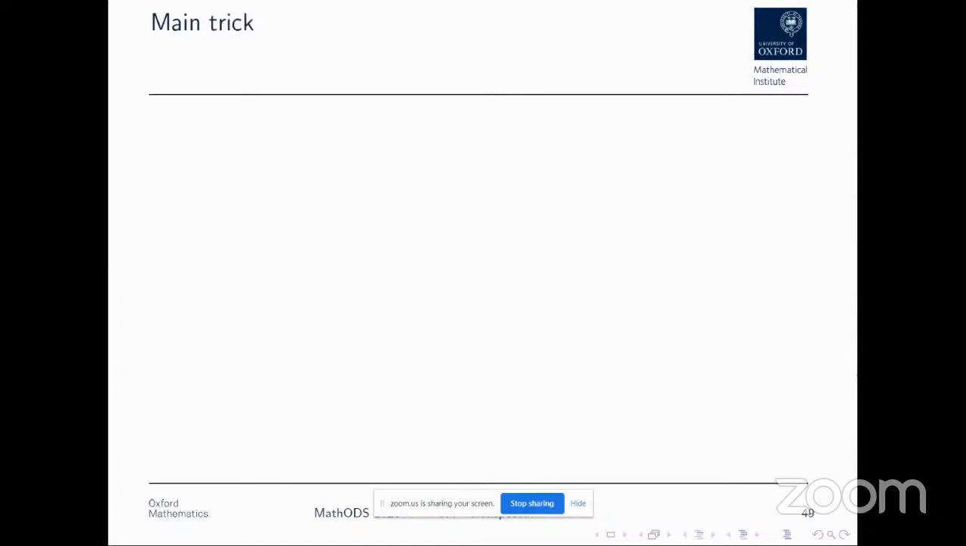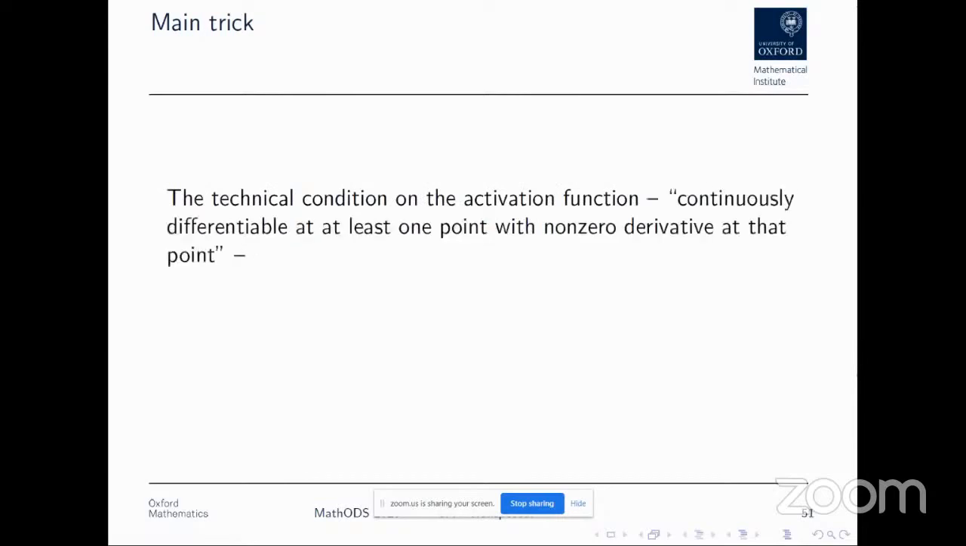And there's one particular trick which I'm going to be using to get this working. And this is that technical condition on the activation function that we introduced. So I'll state that again: continuously differentiable at least one point with non-zero derivative at that point. So what that's saying is that we have this point in our activation function where we can zoom in on it, and it's going to look like a non-zero straight line.